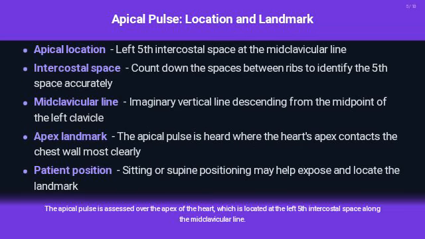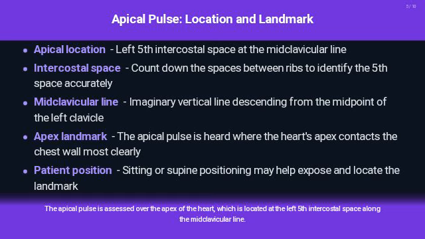The apical pulse is assessed over the apex of the heart, which is located at the left fifth intercostal space along the midclavicular line. This landmark is essential because accuracy depends on proper placement of the stethoscope. To find it, first identify the spaces between the ribs, called intercostal spaces, and count down to the fifth one. Then imagine or locate a vertical line dropping from the midpoint of the patient's left clavicle. Where that line meets the fifth intercostal space is your target area. This is the point where the heart's apex comes closest to the chest wall and where heart sounds are heard most distinctly.